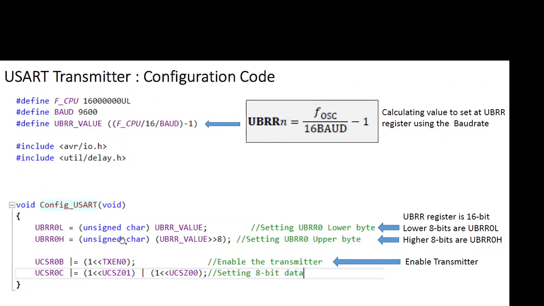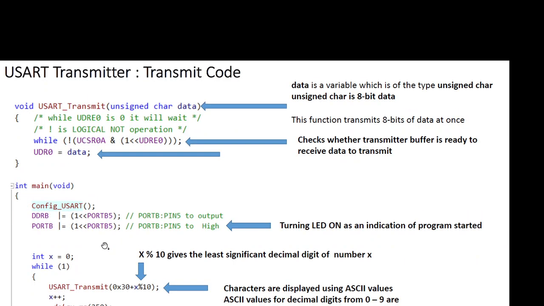And then, so this is my configuration function, and at the beginning I'm using that function to configure my USART, and then I'm configuring the data direction of my port B pin 5, and I'm turning on the LED, making x equal to 0. In the never ending while loop, I'm calling my USART transmit function. So I will discuss this in a while.